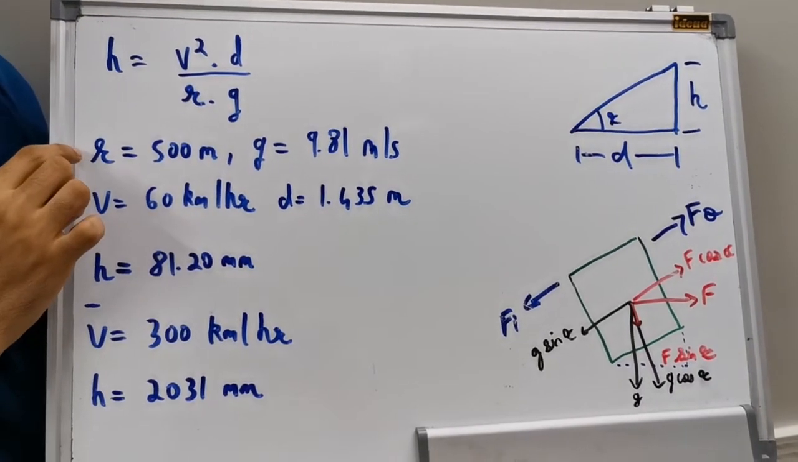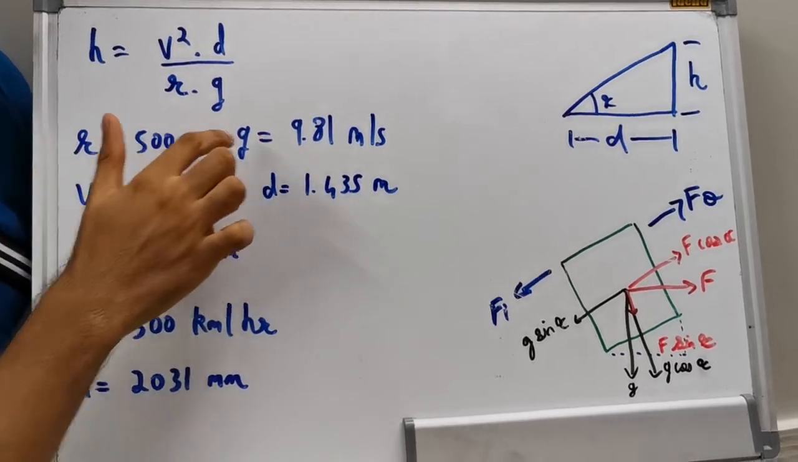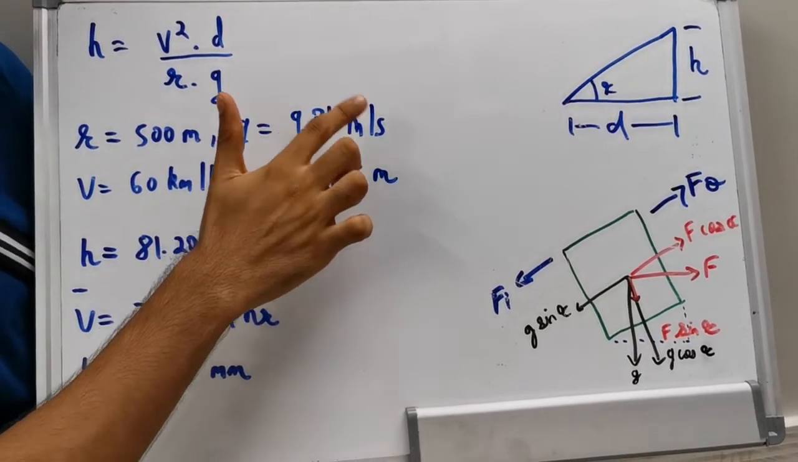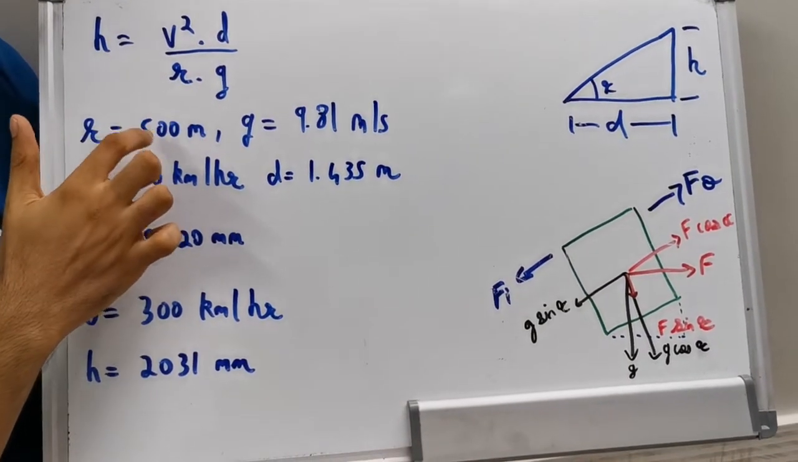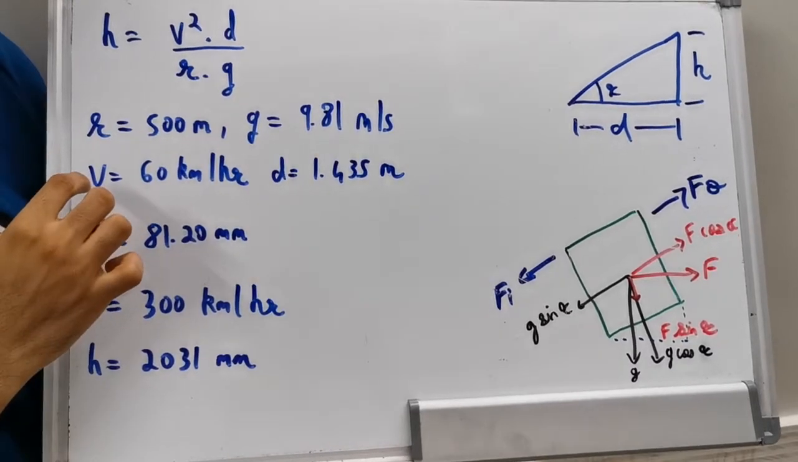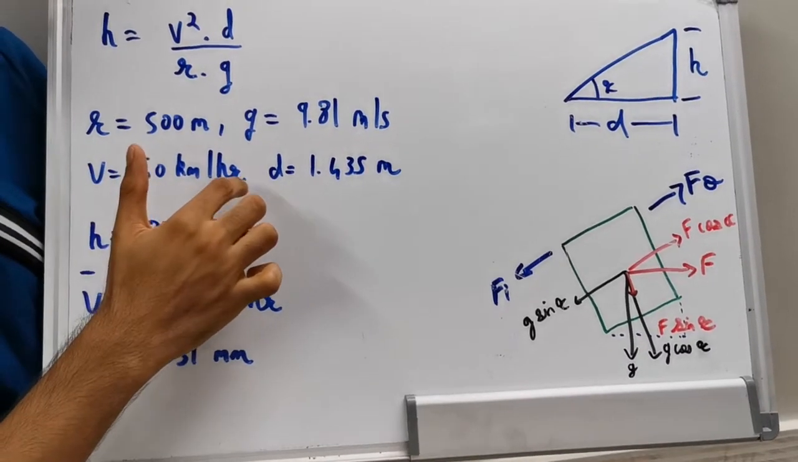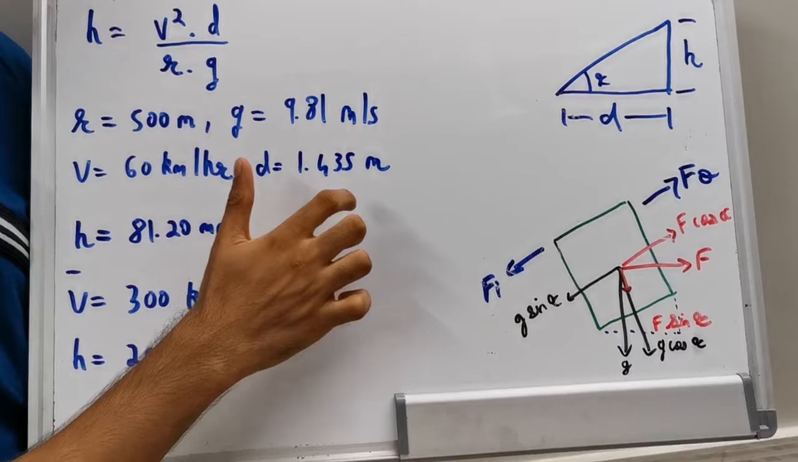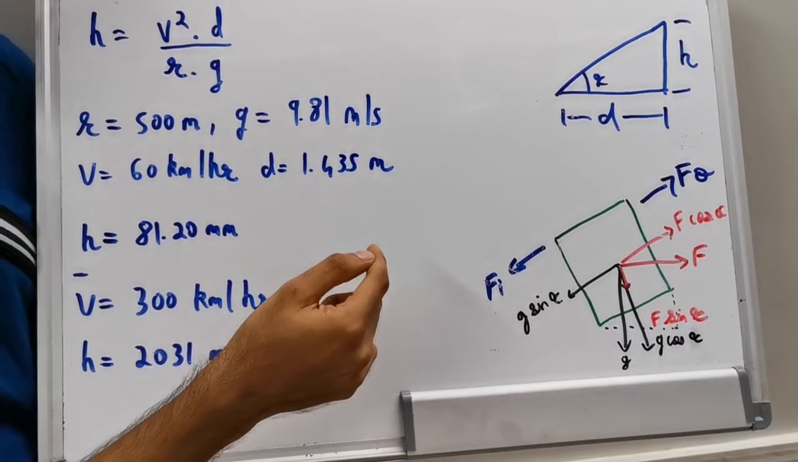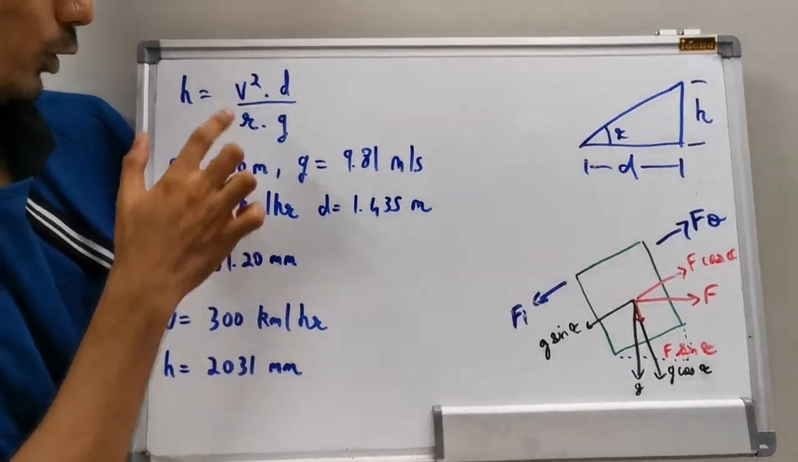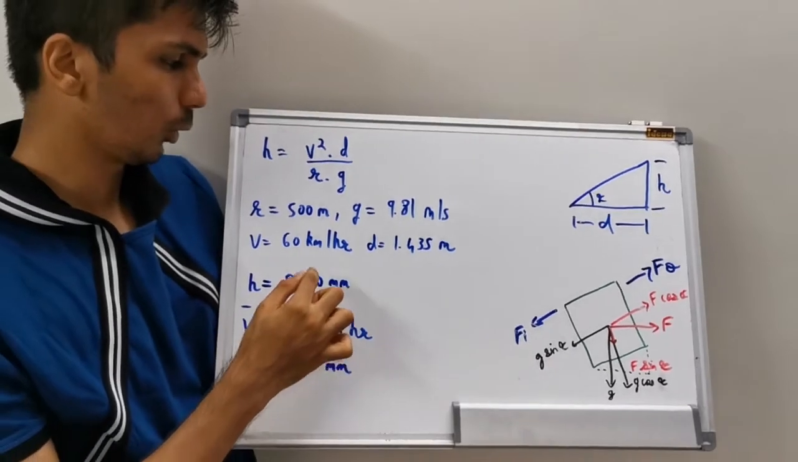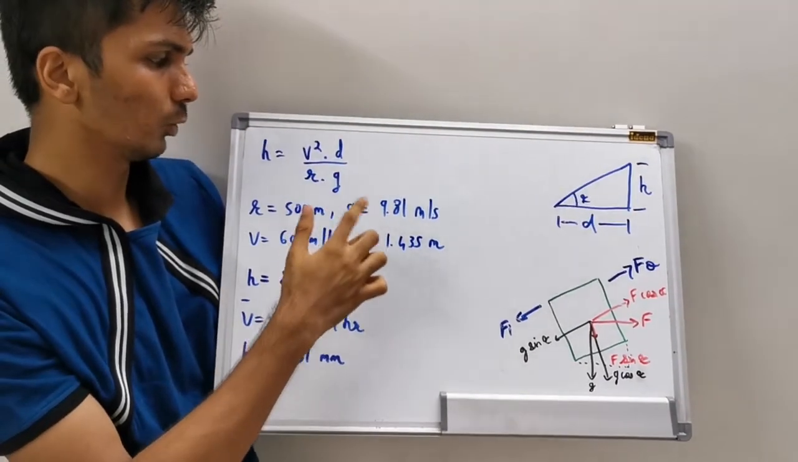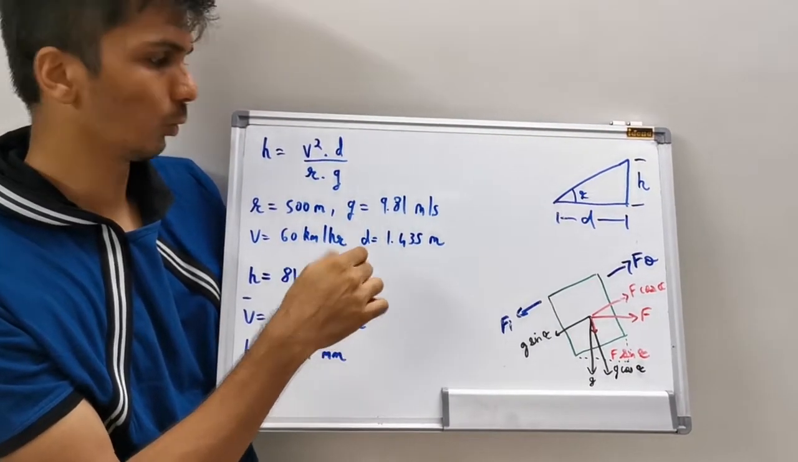Let's take a radius of turn as 500 meter. I am sorry, radius is 500 meter, not mm. Gravitational acceleration is 9.81 meter per second square. Speed is 60 km per hour and d is 1.435 meter, that is the standard track gauge. Now if we substitute, we will get the answer as 81.20 mm. Just take care of the units. You need to convert everything into mm.